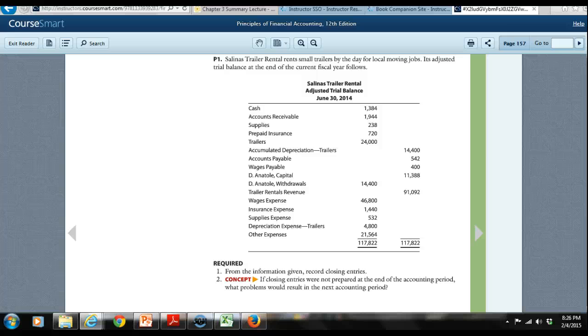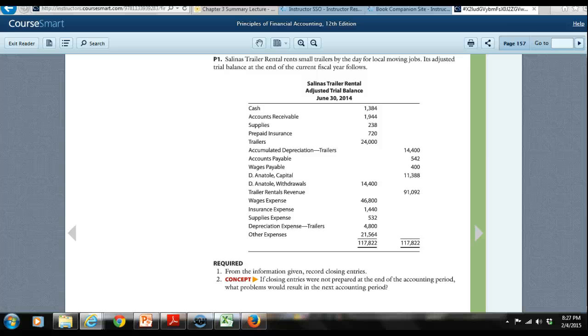It's telling us, based on this information, we need to record closing entries. The closing entries we record relate to only the temporary accounts. We will never touch any of the permanent accounts. We'll only close the accounts that deal with revenues, expenses, and D. Anatoli withdrawals. That's it. But there's a certain order that we use to close accounts.